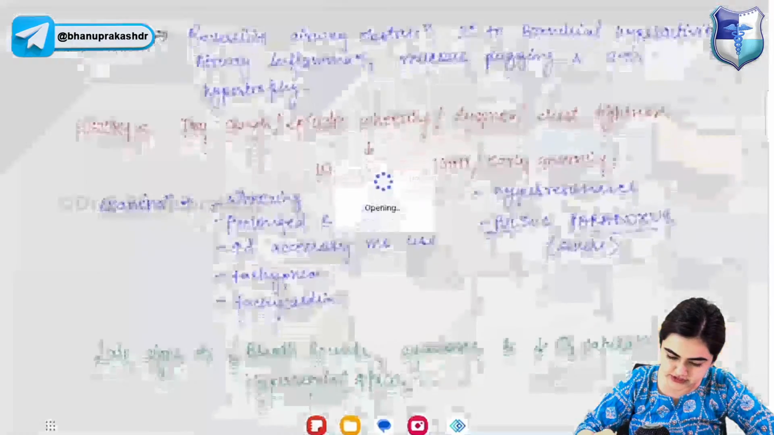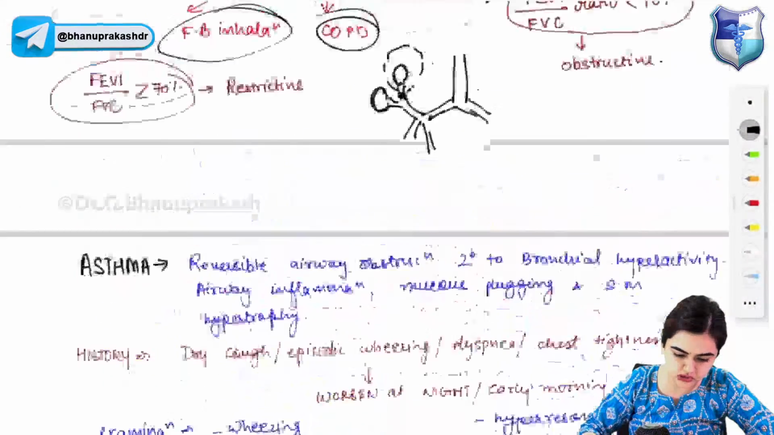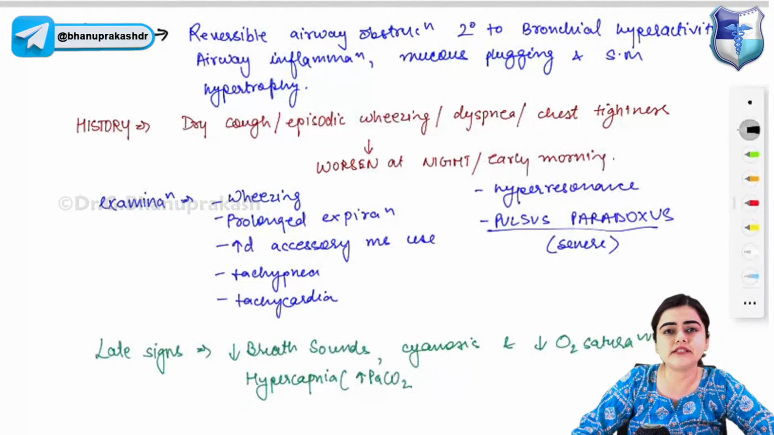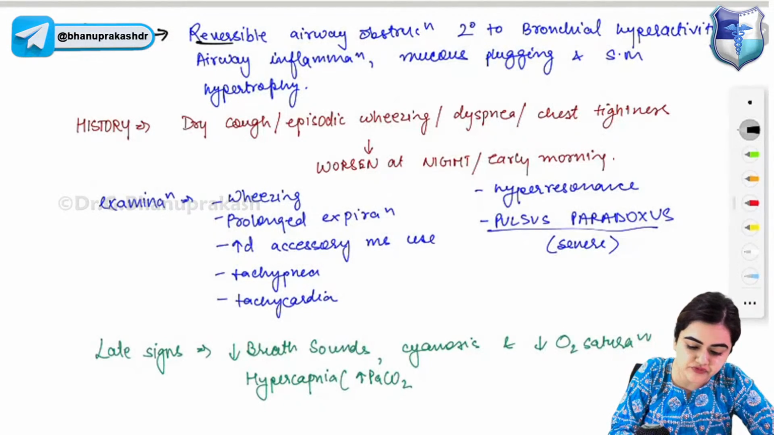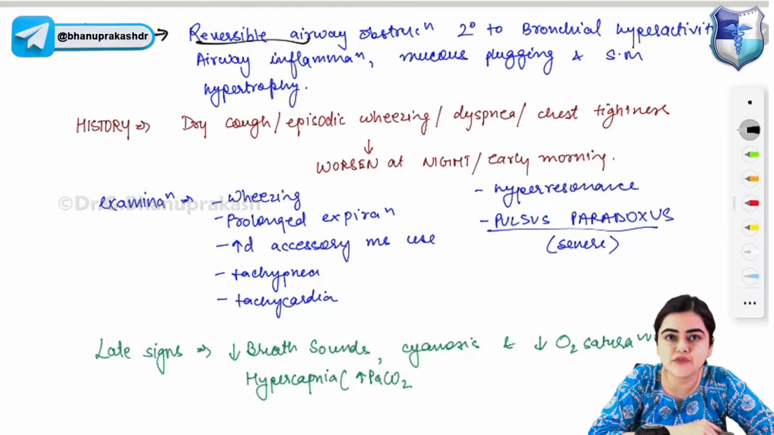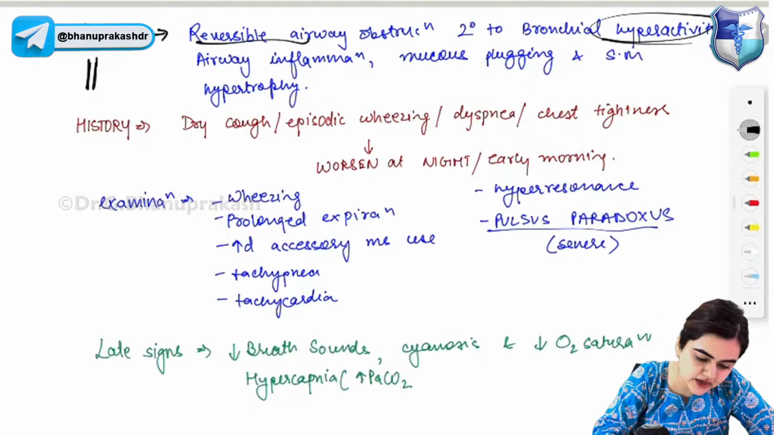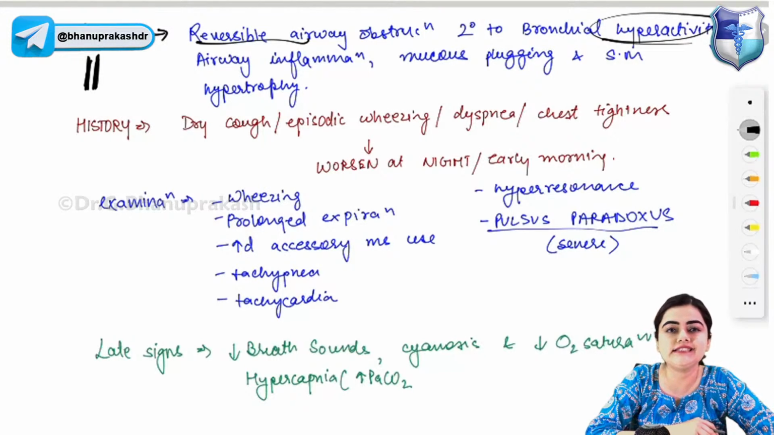Let's now move to our discussion of asthma. So what happens in asthma? Can anyone tell me what happens in asthma? Asthma is a condition of reversible airway obstruction that happens secondary to bronchial hyperactivity. So there is airway obstruction due to bronchial hyperactivity, but this condition is reversible.